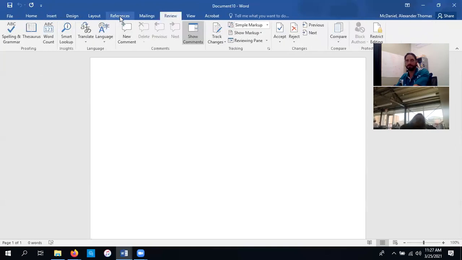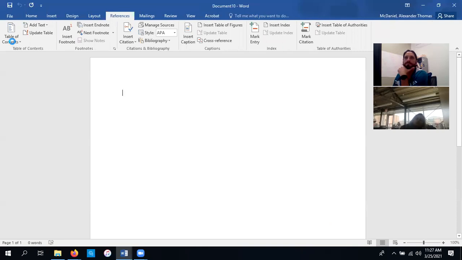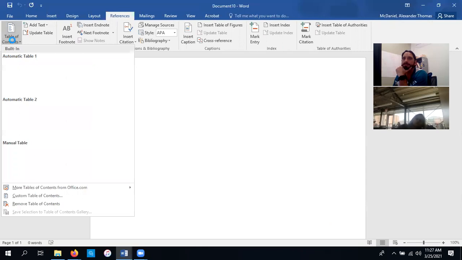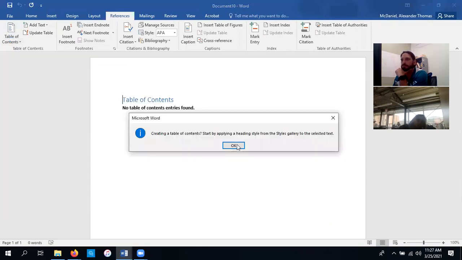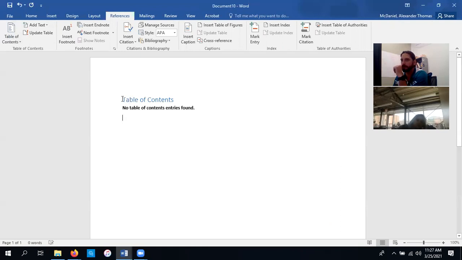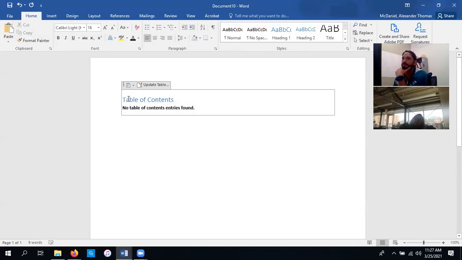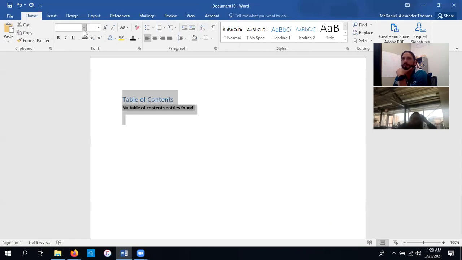No, it's in references. That's right. Okay, I like to choose this one. It automatically defaults this to not be APA, so you'll always have to change this. So you just highlight the whole thing, go in, make it Times New Roman.